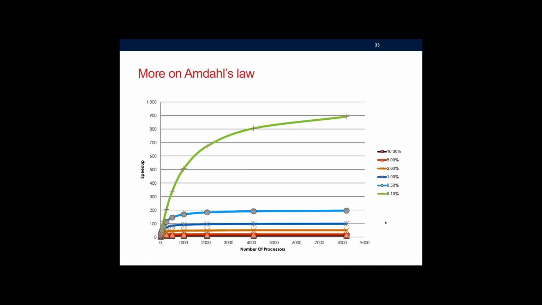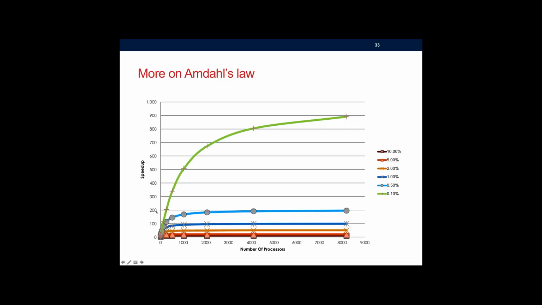Just again to emphasize this a little bit more, this is a plot of the maximum speed up you can get if 10% of your code is sequential and you cannot parallelize it. On the x-axis, I have from 0 to 8,000 processors. You don't see that line because it's underneath all of them, and as you can see, it's actually less than 10.